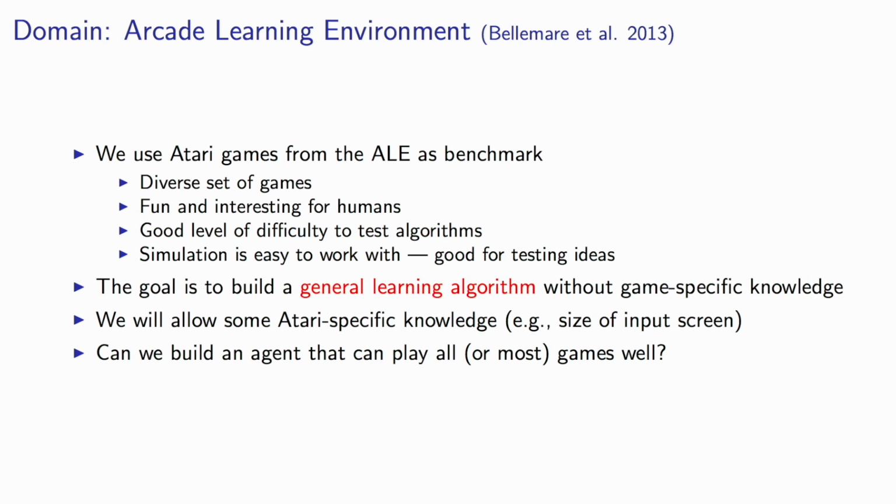But it's fairly mild knowledge, and we're not putting a lot of solution-related knowledge in there. We're just putting in some structure that allows us to play on all of these games, but we're not telling it what the actions mean or even what the agent is in each of these games. So the question is, can we build an agent that plays well? And the starting point is the DQN algorithm.